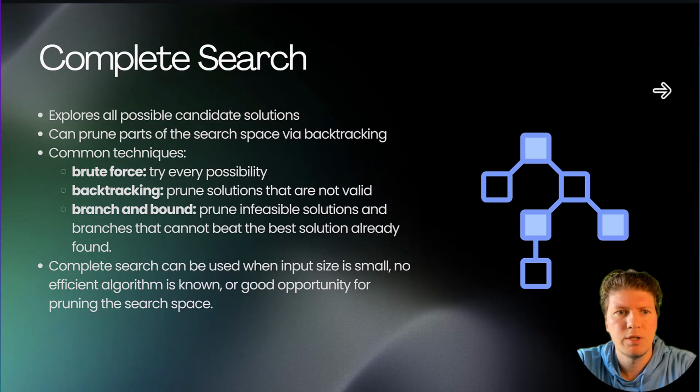So complete search explores all possible candidate solutions. We can prune parts of the search space while backtracking, and common techniques are brute force, when we try every possibility, backtracking, when we prune solutions that are not valid, and branch and bound, when we prune infeasible solutions and branches that cannot beat the best solutions already found. Complete search can be used when the input size is small, or no efficient algorithm is known, or there is good opportunity for pruning the search space.